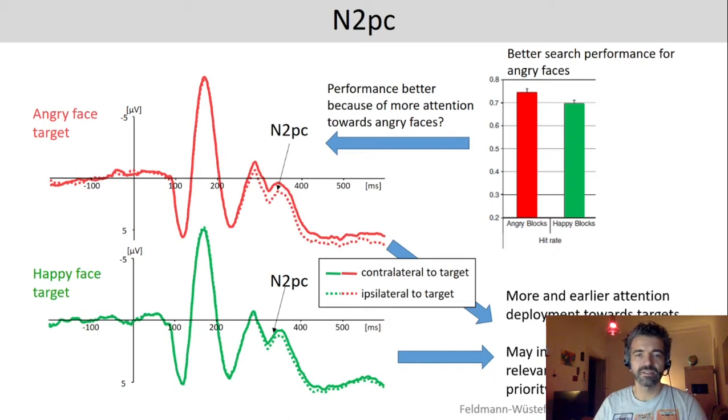So what these results suggest is that there's more and earlier attention deployment towards targets when they are angry, when the target is an angry face. And this might indicate that threat-relevant stimuli get attentional priority, which, for example, might have some evolutionary advantages. Fast threat detection, fast attention deployment towards potential threats could be life-saving in some instances.